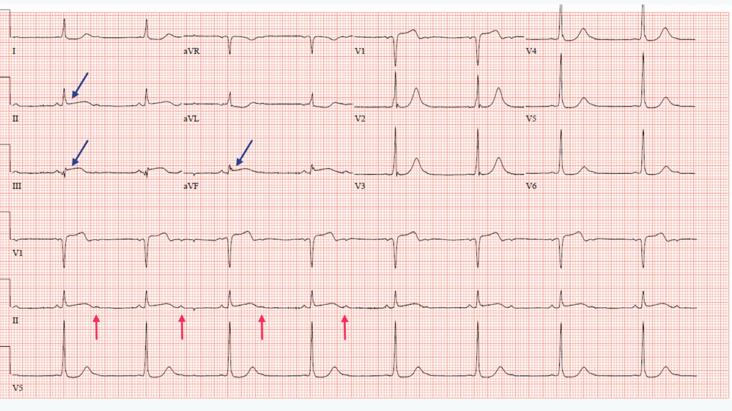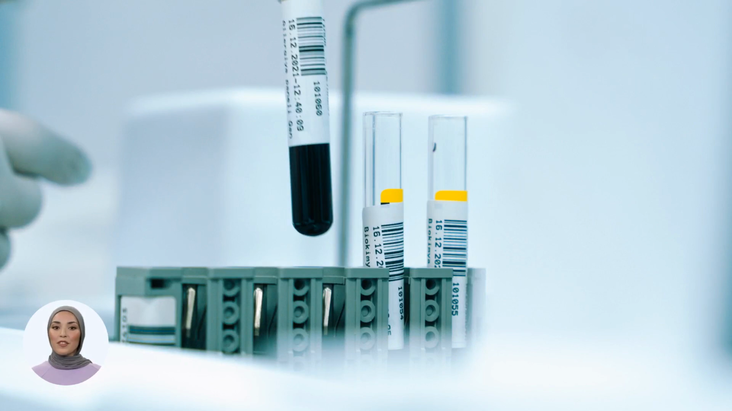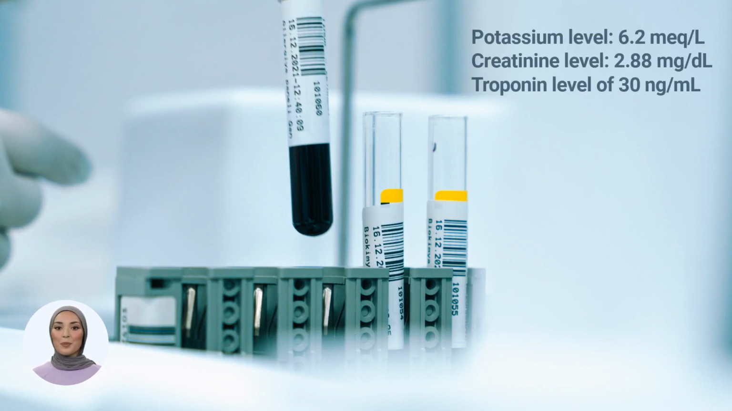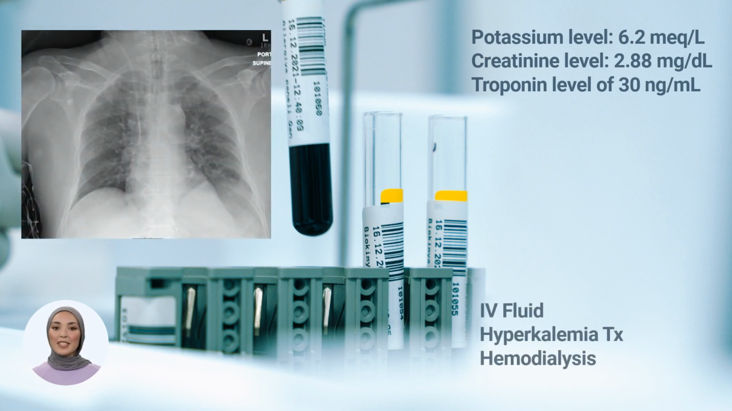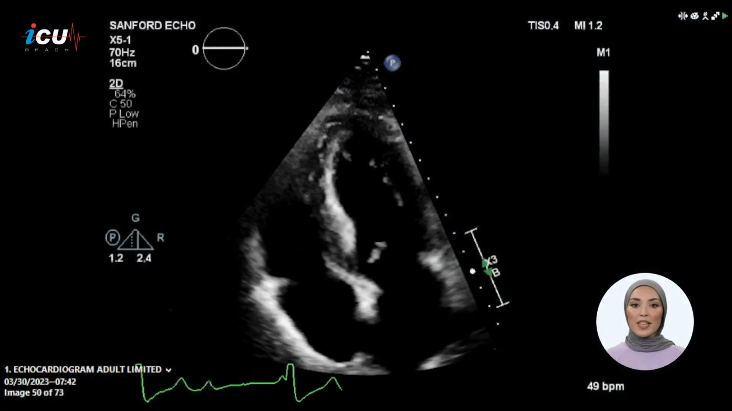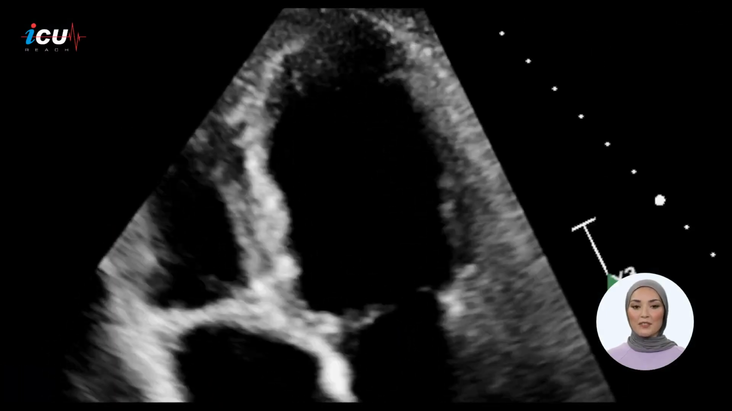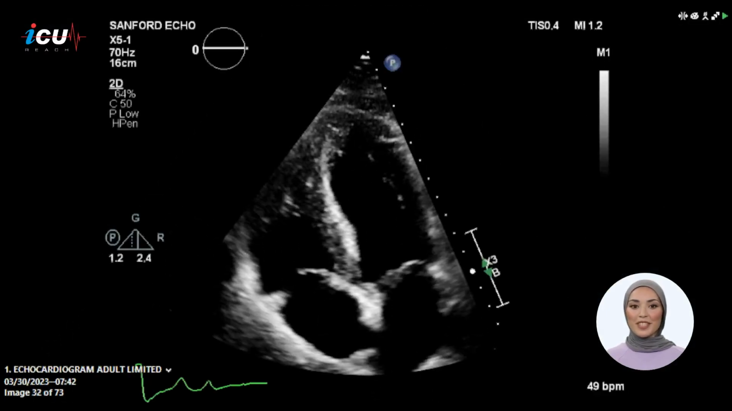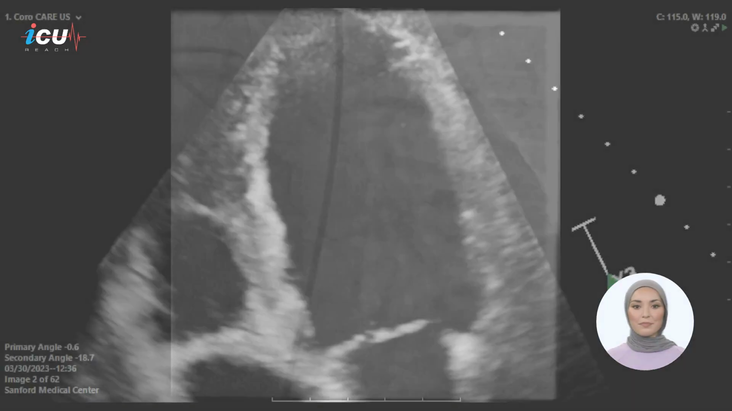There is also 1 to 1.5 mm ST segment elevation in inferior leads concerning for acute myocardial infarction. Laboratory findings showed a potassium level of 6.2, a creatinine level of 2.88, and a troponin level of 30. The patient received intravenous fluids and hyperkalemia treatment but required urgent hemodialysis. Echocardiography revealed an ejection fraction of 55 to 60%, with septal motion abnormality.